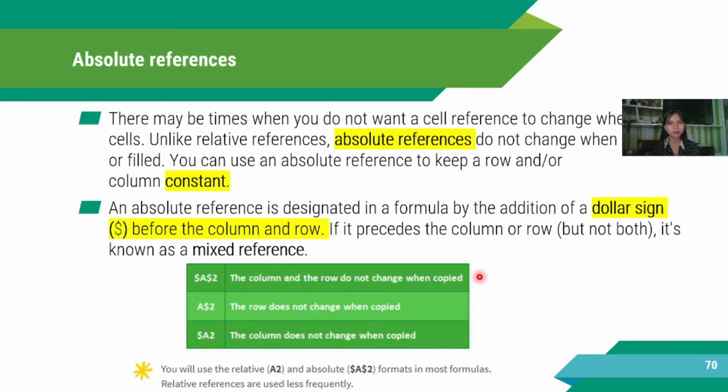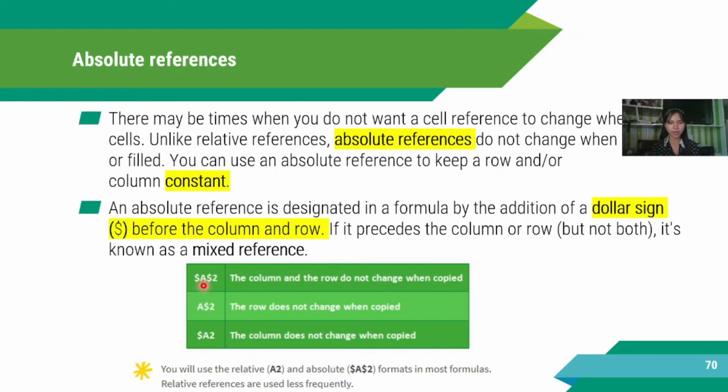Okay, so we have here absolute references. So there may be times that when you do not want a cell reference to change when filling cells. Unlike relative references, absolute references do not change. Meaning it is constant when copied or filled. So you can use absolute references to keep a row or column constant. So an absolute reference is designated in the formula by addition of $ sign before the column or row. If it precedes a column or row but not both, it's known as mixed references.